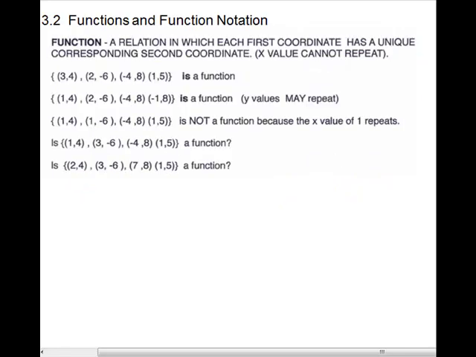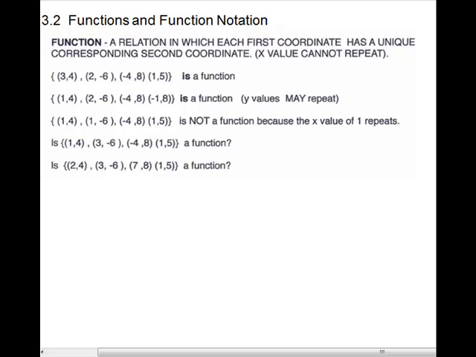Our next definition is function. A function is a relation in which each first coordinate has a unique corresponding second coordinate, or x cannot repeat. So let's go over it again. A function is a relation, so it's a set of ordered pairs where every first coordinate, where every x has a unique y, right? So the x cannot repeat. Every x has to go with a unique y. You cannot get x going with two different y values, right? So when you're looking at ordered pairs, you just have to remember that the x can't repeat.